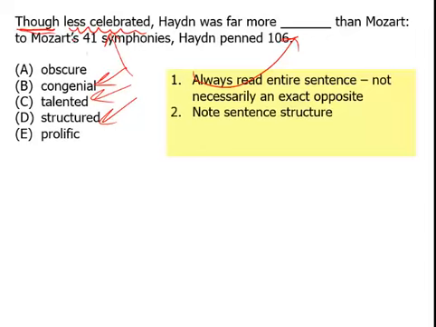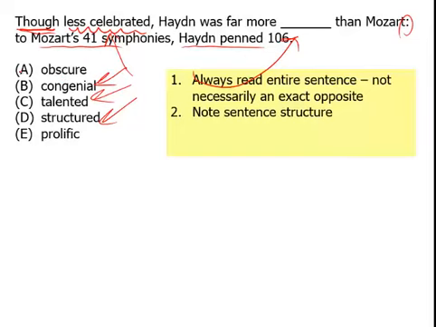Now if we read on, we can see here the sentence structure is such that there's a dash or colon followed by some information. Mozart had 41 symphonies, Haydn penned 106. Aha! Haydn penned more symphonies than Mozart. So it's all about being more, well, more what? What's that word where you create many things?